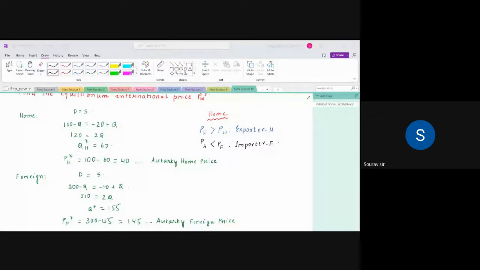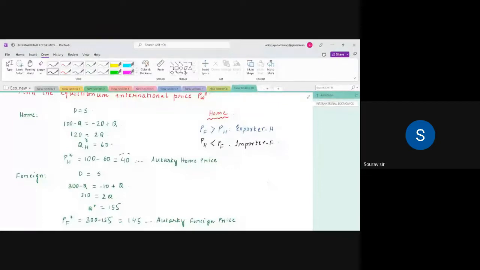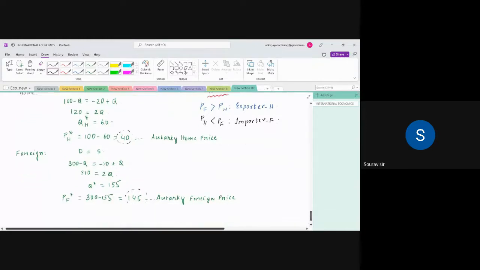Correct? Understandable? So over here, what are we seeing? We are seeing that the autarky price of home is 40 and the foreign price is 145. That means foreign price is higher. So PF star is greater than PH star. So that means home will be exporting and foreign will be importing.